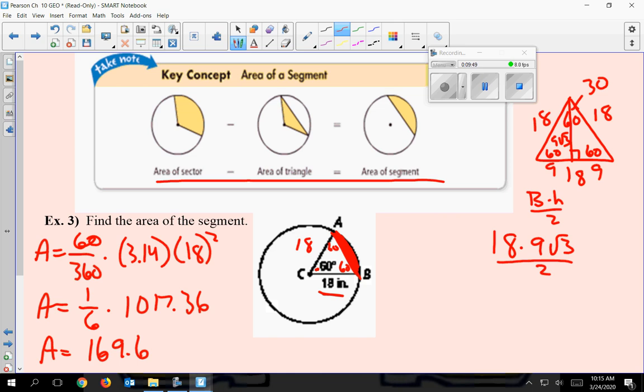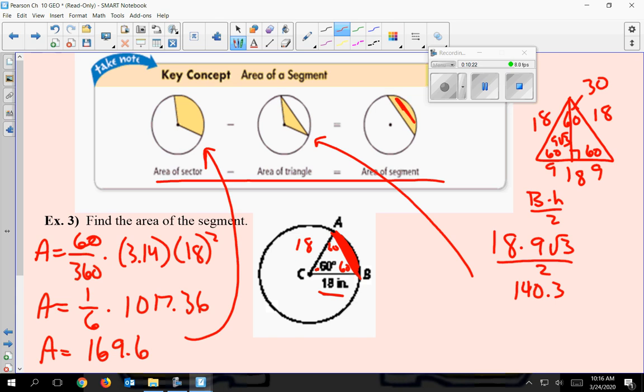Now what I'd like you to do is take the square root of 3 and multiply that out. It's about 1.7, and so on. Multiply all that up and divide it by 2, and you should get around 140.3. So over here I've got the area of the sector, and over here I've got the area of the triangle. My concept is telling me to subtract the two to get the area.